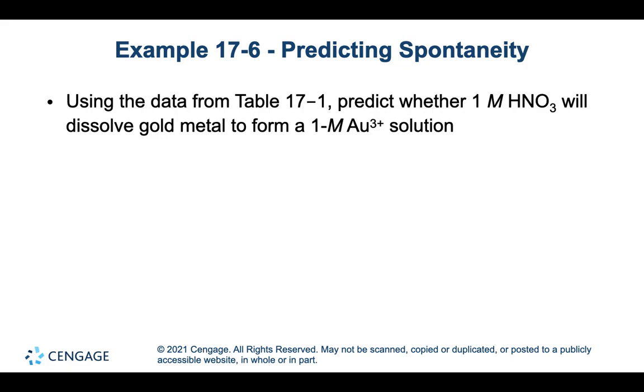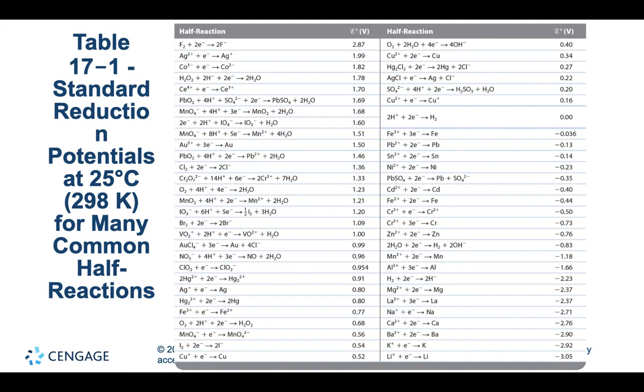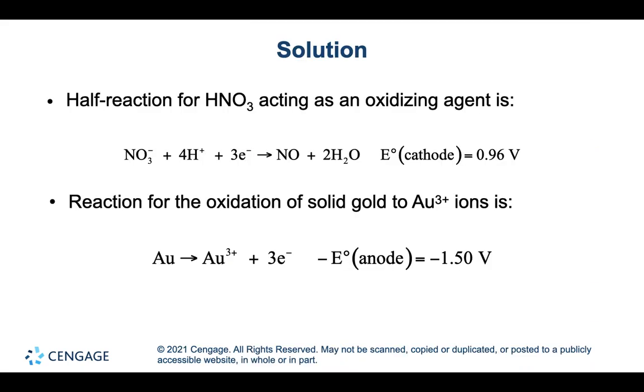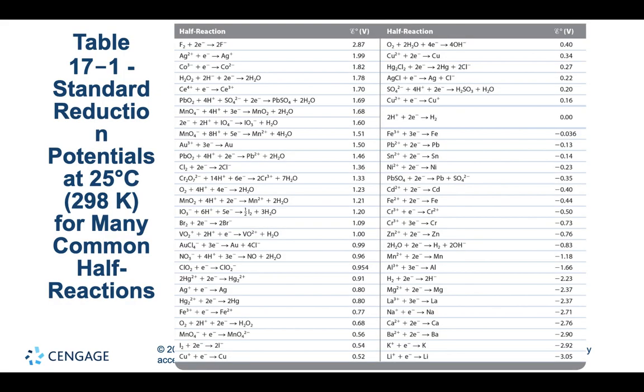Okay, so let's see. Use the data from table 17.1, again, the standard reduction potential table, and predict whether 1 molar nitric acid can dissolve gold to form gold plus 3, 1 molar. Let's think about that. What would that reaction look like? Okay, I see what I want. HNO3 is H plus and NO3 minus because it is a strong acid.